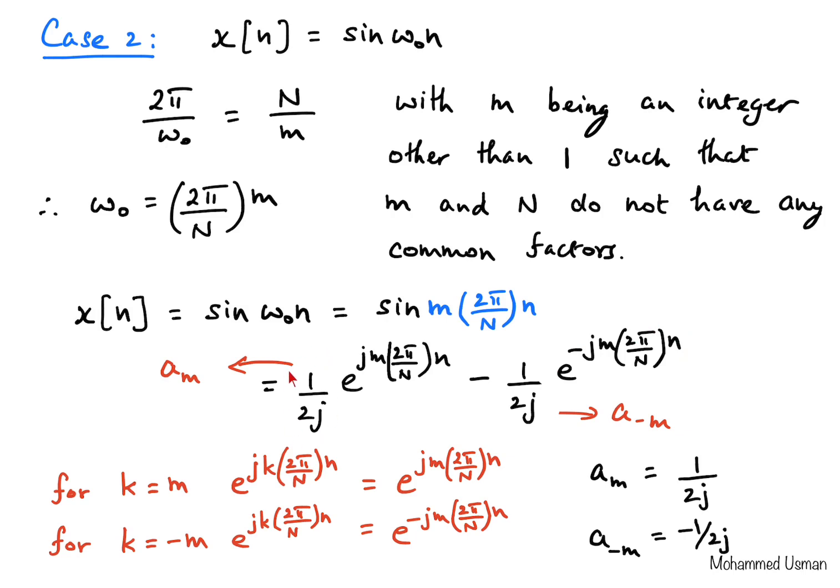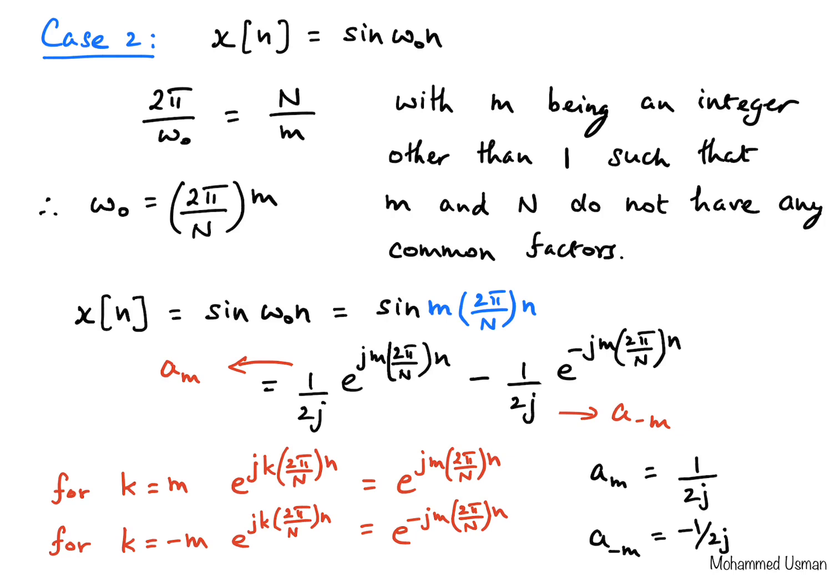So that means this 1 by 2j here in this case is representing a subscript m, and the minus 1 by 2j here is representing a subscript minus m. So we have am as 1 by 2j and a minus m is minus 1 by 2j. Previously we had m equal to 1, so we had a1 as 1 by 2j and a minus 1 as minus 1 by 2j. Now we have m to be any other integer other than 1. So we have this 1 by 2j representing am and the minus 1 by 2j representing a minus m.